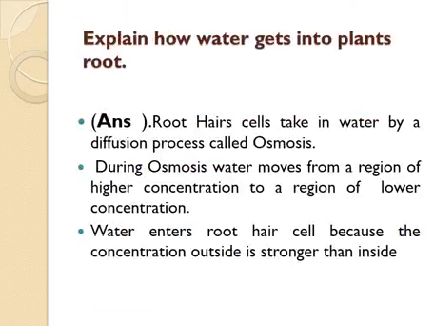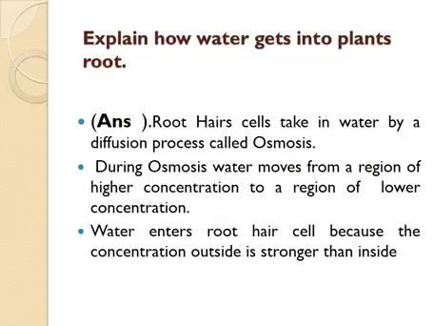Explain how water gets into a plant's root. The answer is, root hair cells take in water by a diffusion process called osmosis. During osmosis, water moves from a region of higher concentration to a region of lower concentration. Water enters the root hair cell because the concentration outside is higher than inside. So water always flows from higher concentration to lower concentration, and this is called osmosis. Because of osmosis, the water enters the roots.